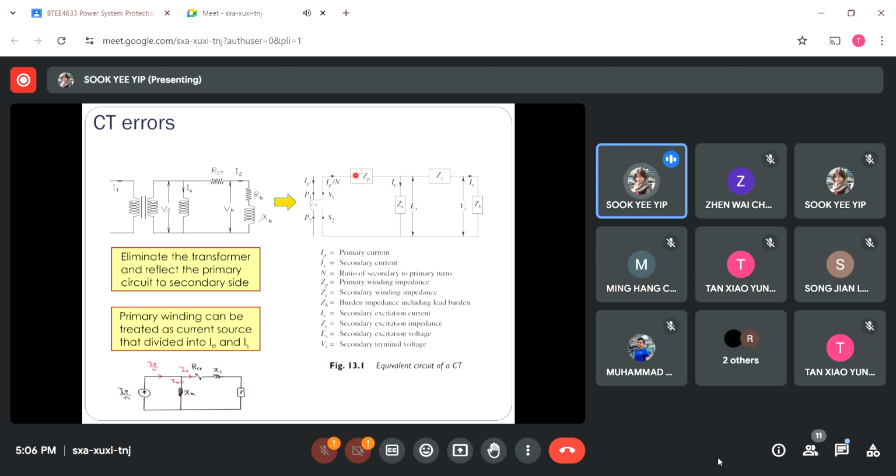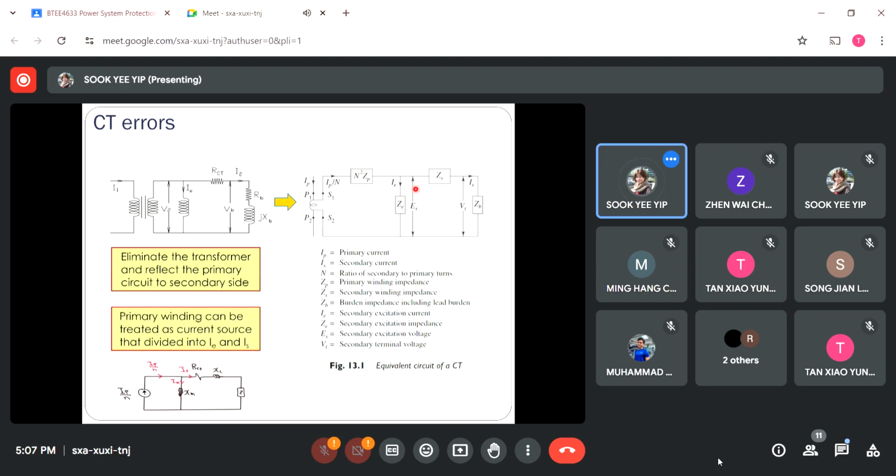How we can do this is by having the primary loads here, which is ZE, multiplied with the turns ratio squared. N is the turns ratio: N1 divided by N2, or V1 divided by V2, or I2 divided by I1. All right, so that is how I do the relocation of the loads at the primary side to the secondary side.